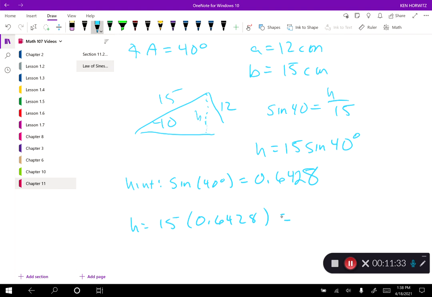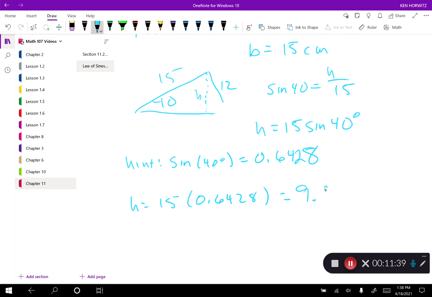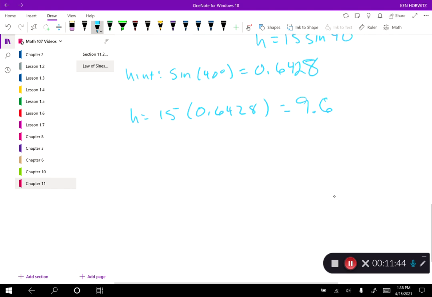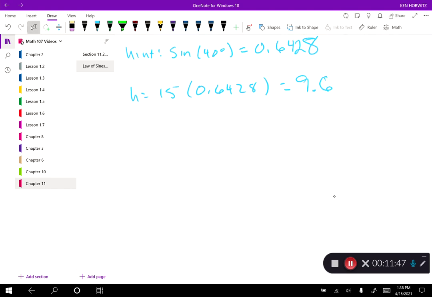All right, hopefully you paused the video and got the same as me. I got about 9.6 as the height of your triangle. Now, side A equals 12 and your h equals 9.6. Since A is greater than h, but A is less than B, there are two solutions.